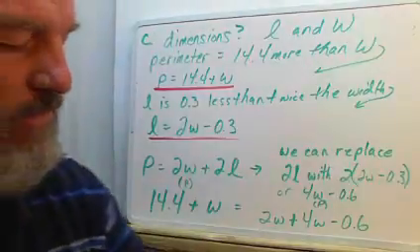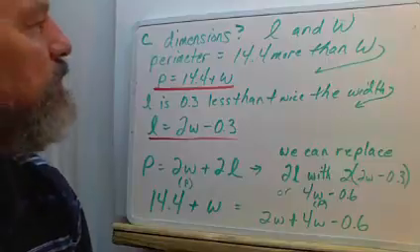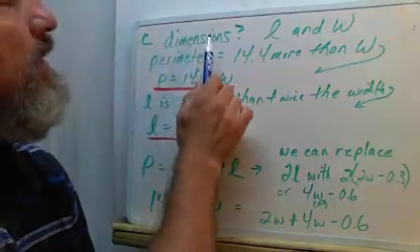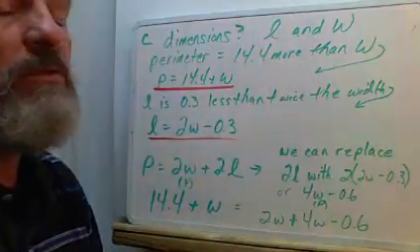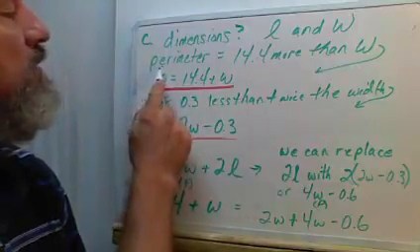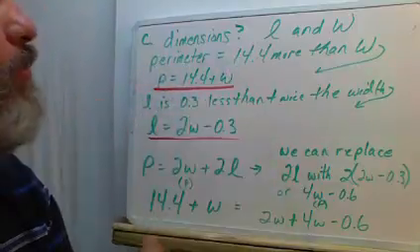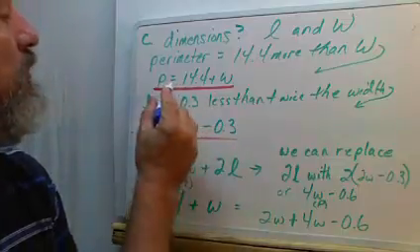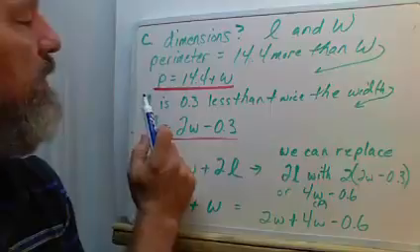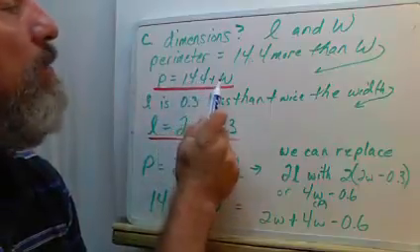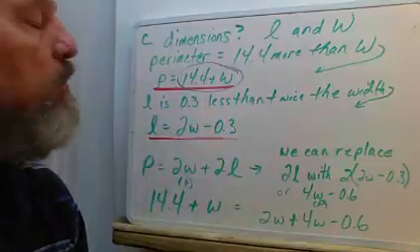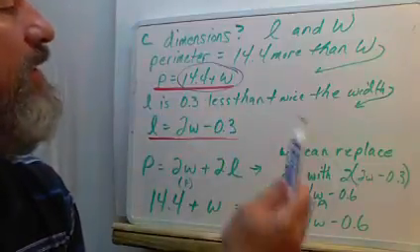Okay? Letter C, solution. Okay, this is an interesting problem. They ask for the dimensions, so we know we're looking for length and width. So those are going to be our two variables, length and width. They also tell us that the perimeter is 14 more than the width. So putting that into an equation, we can say that P for perimeter equals 14 plus W. This is one way to state perimeter in this particular problem. They also tell us another thing about it.